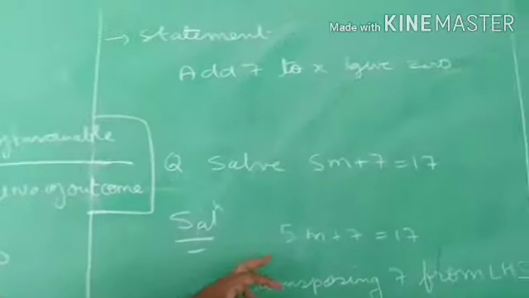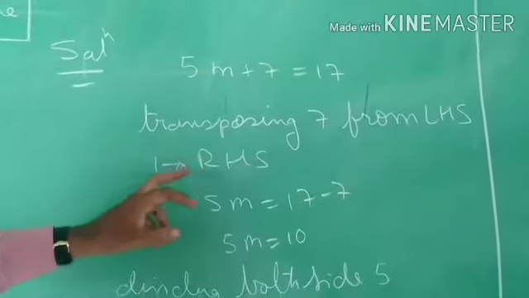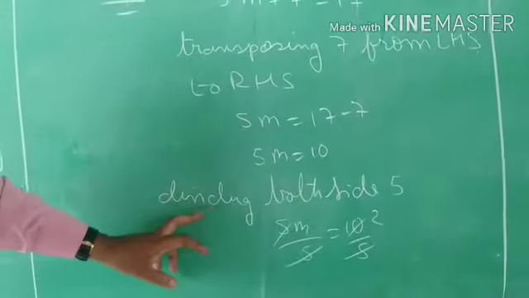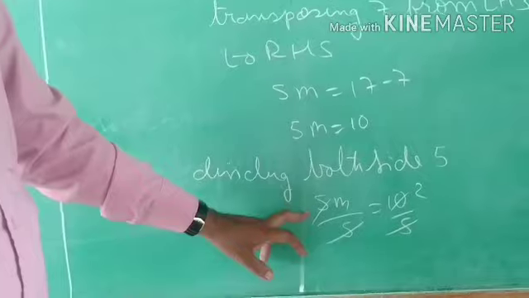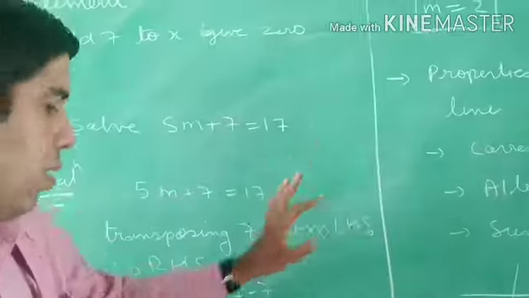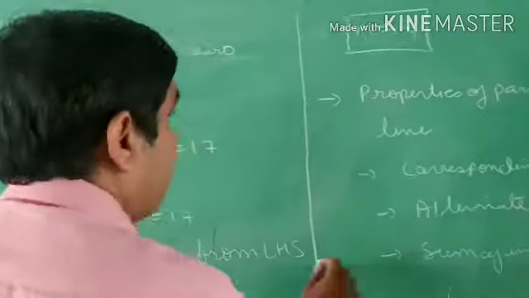So you can see here 5m plus 7 is equal to 17. So transposing 7 from the LHS to RHS, you can see it comes here 5m equal to 10. Dividing both sides by 5, the answer comes m equal to 2. Now m equal to 2 is the answer. Now verification I am doing here. So let me do a verification.